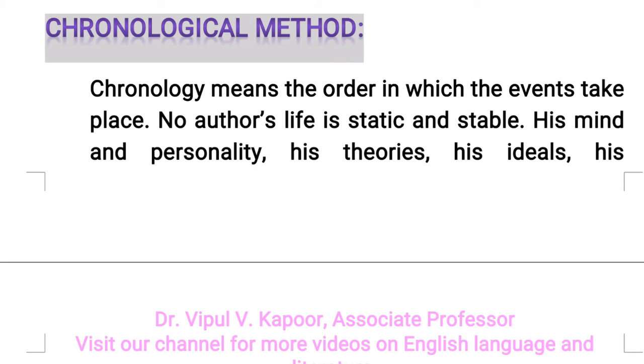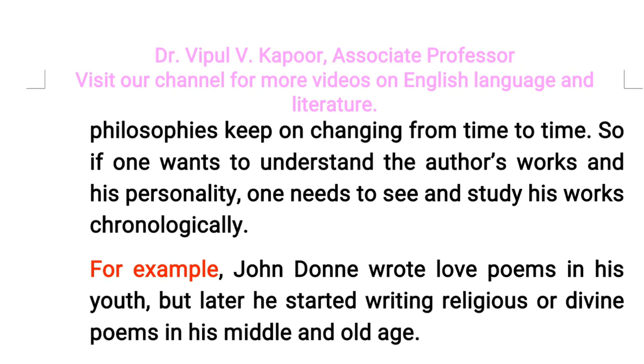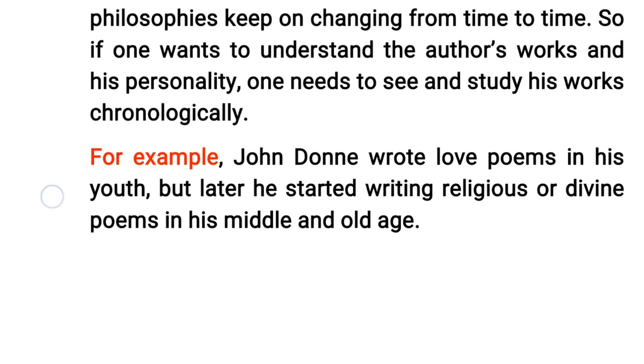we know that no author's life is static and stable. Every author's mind and personality, his theories, his philosophy of life, his ideals keep on changing from time to time. So if you want to understand the author's works and his personality, you need to study his works chronologically. Which work was written by him first, which was his second work, which was his third work, which was his later work, and so on. Say, for example, John Donne. If you want to understand the mind and personality of John Donne as a poet, you can see that when he was a young man, he wrote hundreds of love poems.